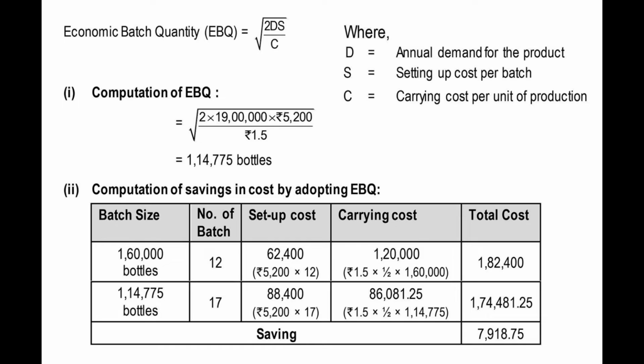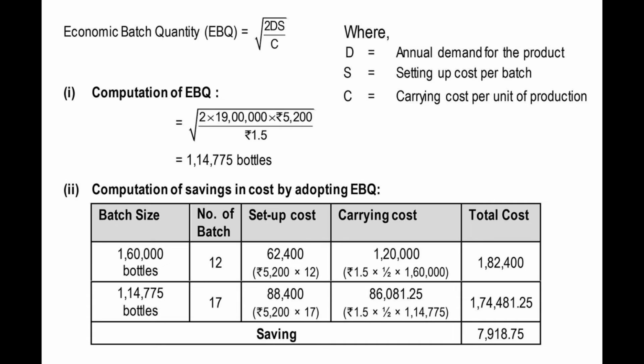So 1,60,000 divided by 2 into 1.5 is nothing but a carrying cost of rupees 1,20,000. Update in the fourth column. Go to the final column, the total cost. Total cost here is nothing but only setup cost and carrying cost. So as per the economic batch quantity concept, there are only two costs, setup cost and carrying cost. We should not consider other costs.